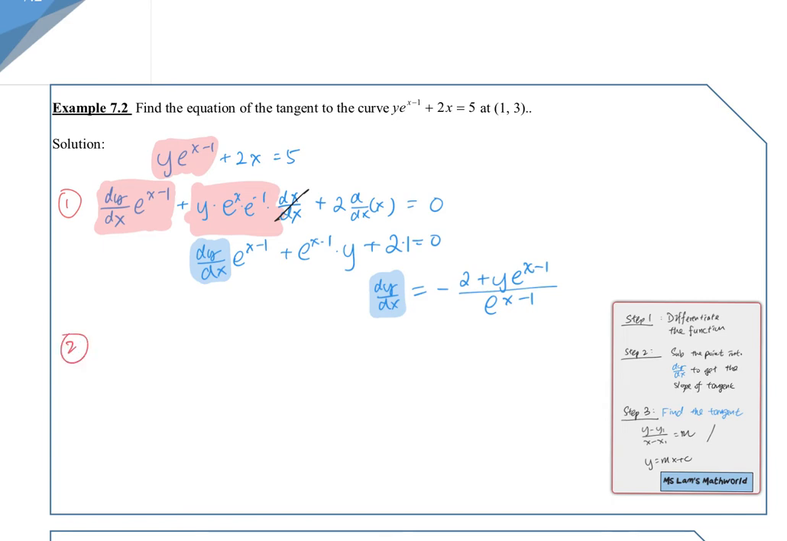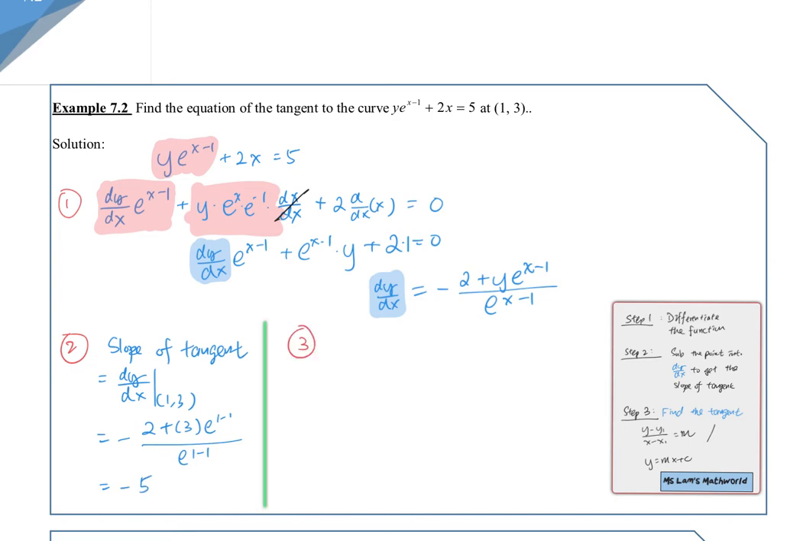So step 2, we can find the slope of tangent. So the slope of tangent, we substitute (1, 3) in it. So we get negative 2 plus 3 times e to the power 1 minus 1. That means e to the power 0, right? So we have negative 5.